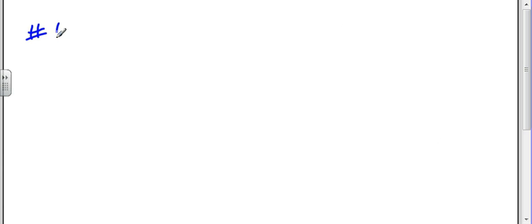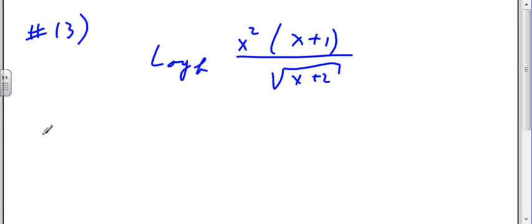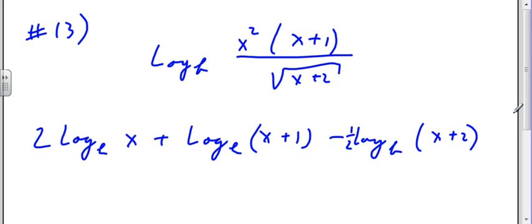Number 13. Log base b. We want something with log base b, because I can't do that in my calculator; I want something I can do in my calculator. Plus 1 divided by the square root of x plus 2. All right, so I'm going to have 2 log base b of x plus log base b of x plus 1 minus 1/2 log base b of x plus 2. Okay. Now we just broke everything up. Now we've got to put them back together. So this is the put-them-back-together group.